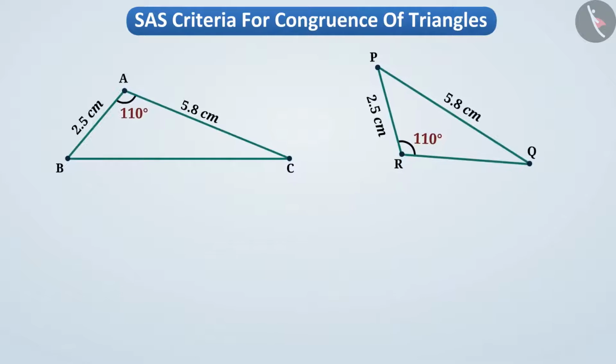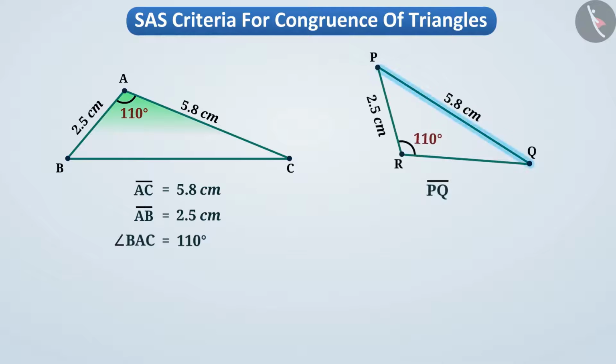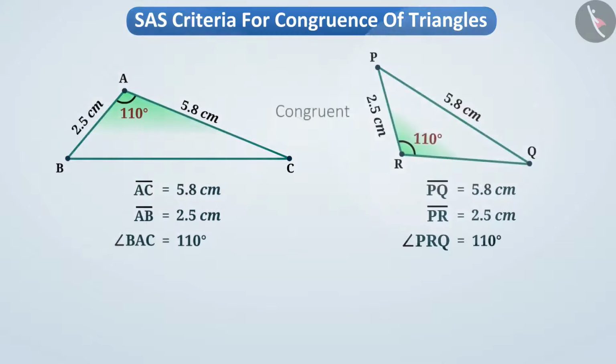Let us see these two triangles. In triangle ABC, side AC is equal to 5.8 cm, side AB is equal to 2.5 cm, and angle BAC is equal to 110 degrees. In triangle PQR, side PQ is equal to 5.8 cm, side PR is equal to 2.5 cm, and angle PRQ is equal to 110 degrees. But these two triangles are not congruent. Can you tell the reason for it? Try to think.